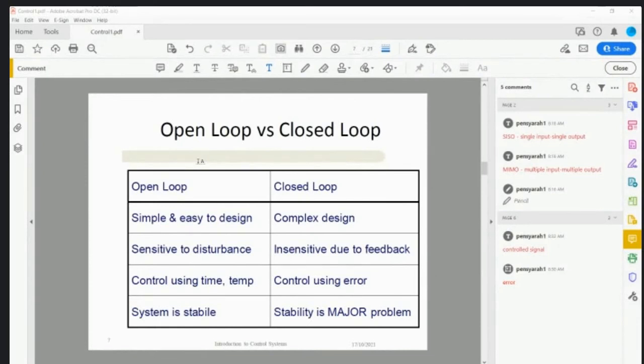As for the closed loop system, we can say that it will be insensitive to disturbance due to the feedback, because the system knows that the output is not reaching what we set yet. For example, for the aircon system, we set 24. Then it is a closed loop system, meaning there is a sensor and there is an actuator there.